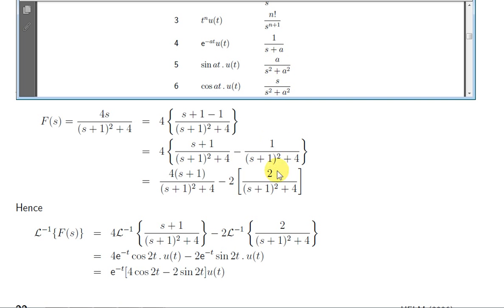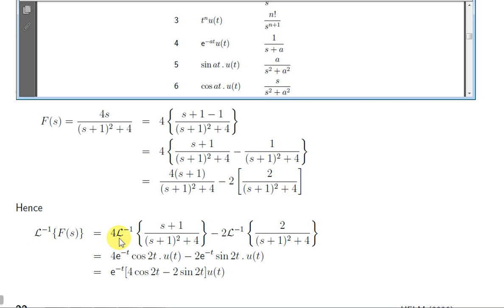The square root of 4 is 2. So we need to put a 2 on top here. But ultimately we want to end up with a 4 on top, because we've taken the 4 outside. 4 times 1 is 4. So if we put a 2 on top here, we have to have a 2 outside. So now this fraction has the form a over s squared plus a squared, where a is actually 2 for this fraction, and we replace s with s plus 1, but the first shift theorem will take care of that.